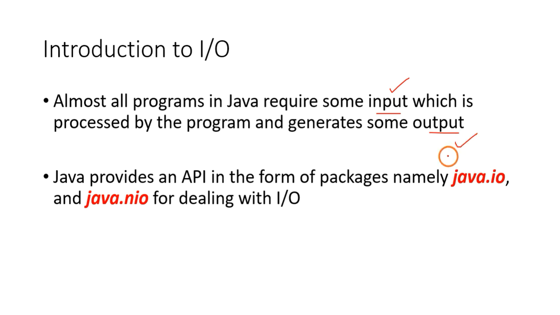To support all these kinds of input and output from multiple sources and destinations, Java provides us with an API. API means application programming interface. It is basically a set of packages which contain some classes. The packages provided by Java for supporting IO are the java.io package, and also another package called java.nio. IO means input output, and the N in NIO means new: new IO.